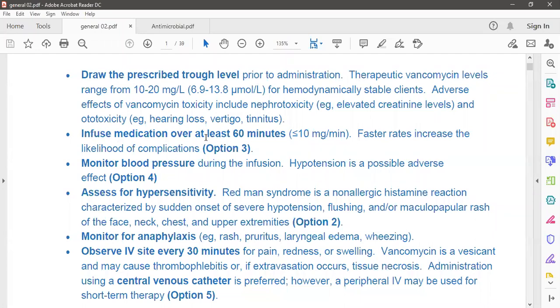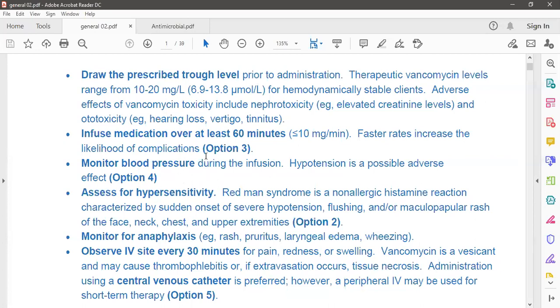Infuse the medication over at least 30 minutes. A faster rate increases the chance of complications like phlebitis, anaphylactic reaction, or inflammation. Check and monitor the blood pressure level. Hypotension is a possible adverse effect.